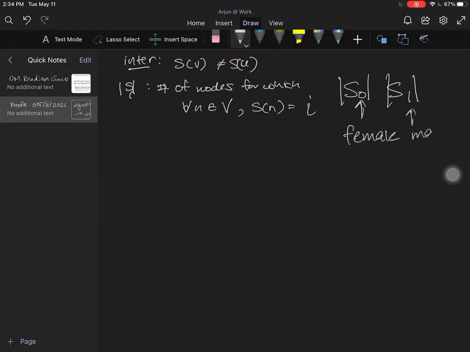But let's see, if I have all my nodes, right? All of them have this gender attribute, right? But then everything in my graph would be intra, all the links.